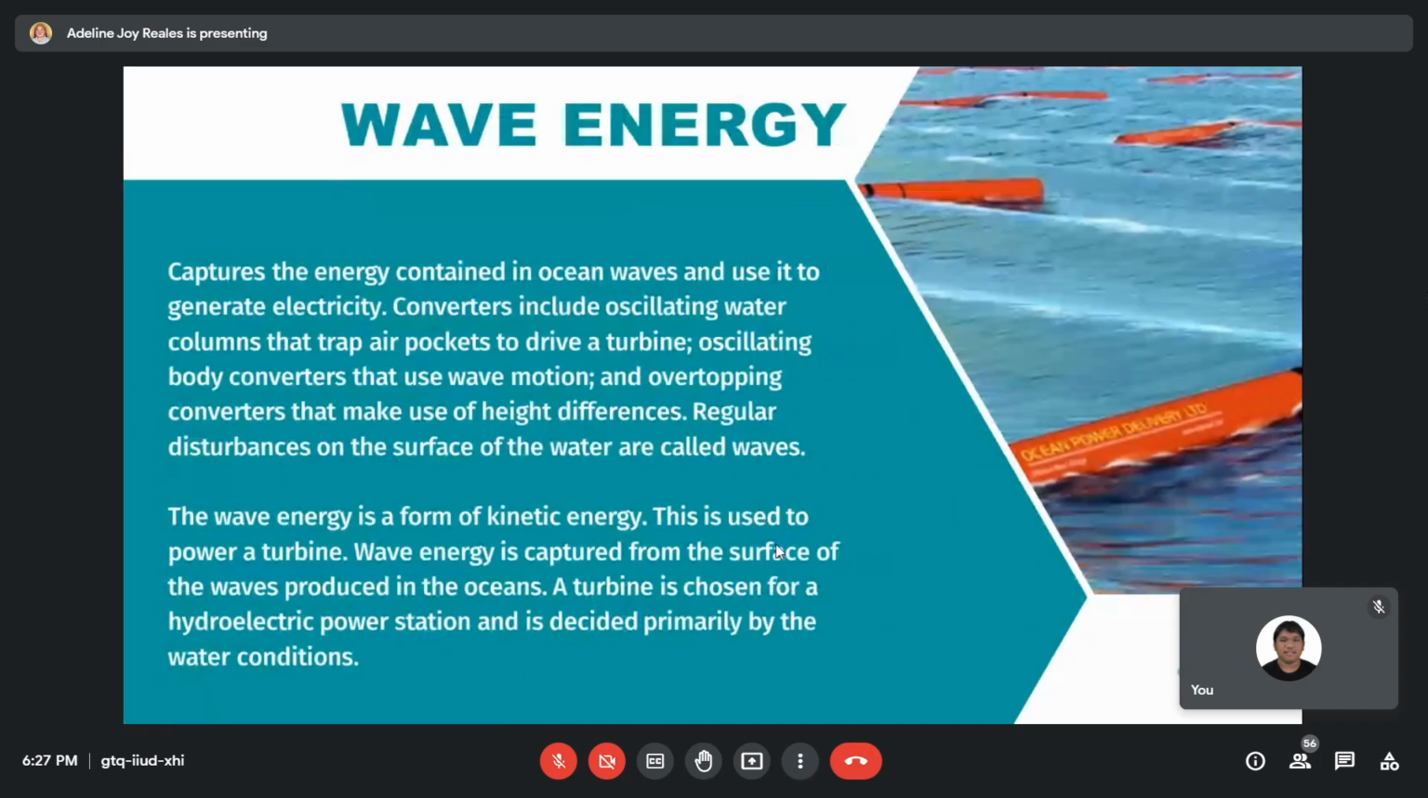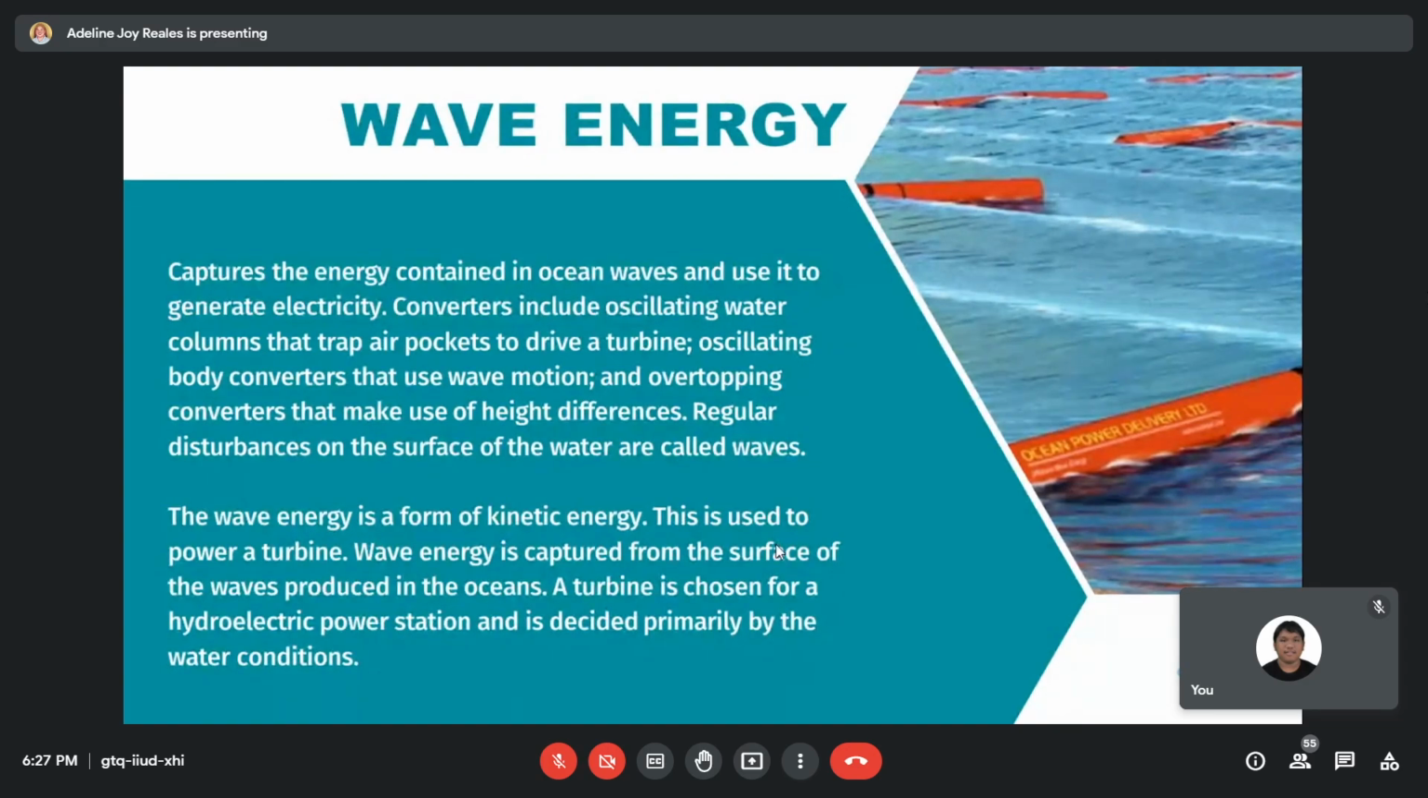Next po. Wave energy. It captures the energy contained in ocean waves and uses it to generate electricity. Converters include oscillating water columns that trap air packets to drive a turbine, oscillating body converters that use wave motion, and overtopping converters that make use of height differences.